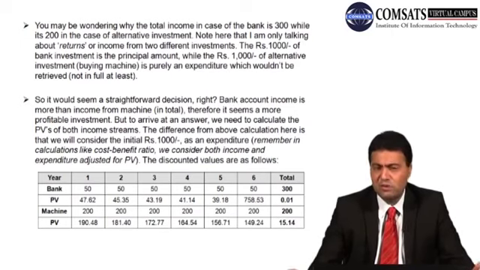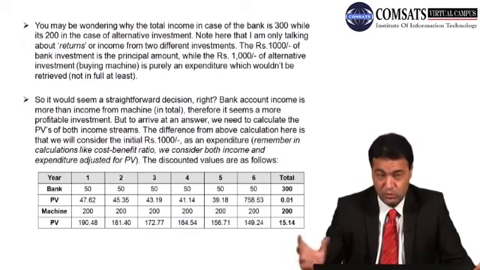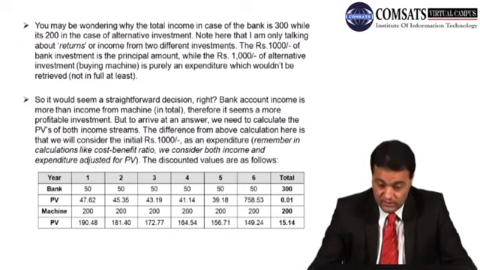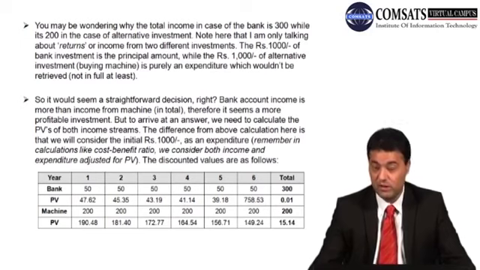So it would seem a straightforward decision, right? Bank account income is more than income from machine if you total that, as we just saw. Therefore, it seems a more profitable investment. But to arrive at an answer, we need to calculate the present values of both income streams.